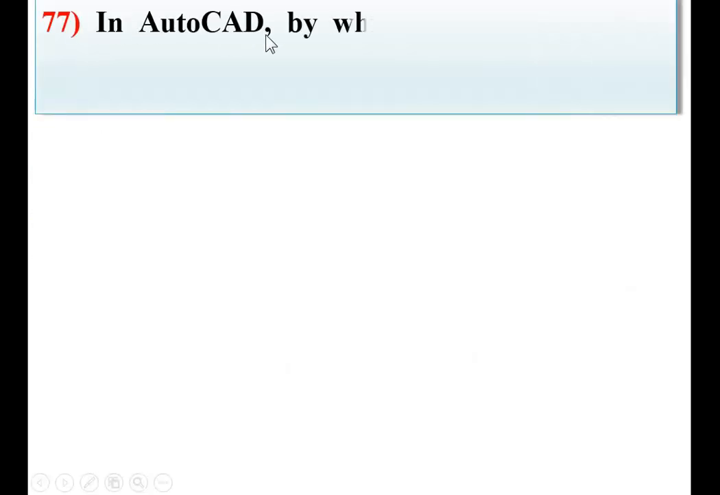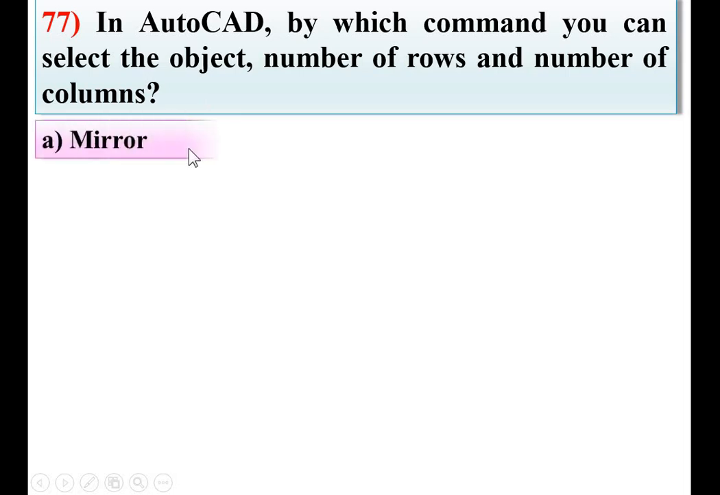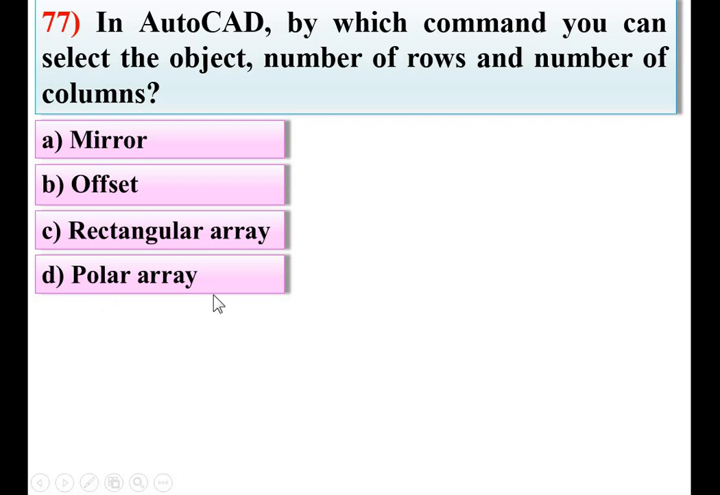Next, in AutoCAD, by which command can you select the object, number of rows and number of columns? Option: mirror, offset, rectangular array, polar array. So consider the figure.